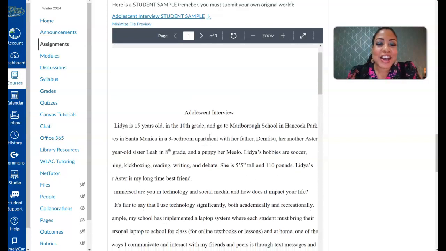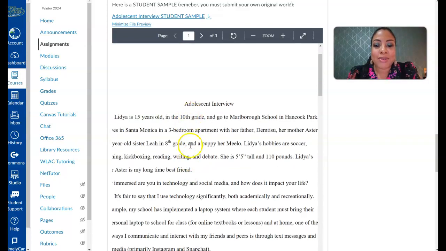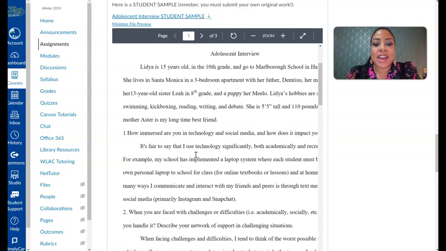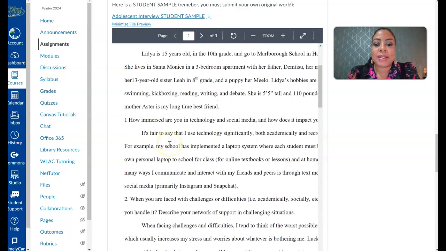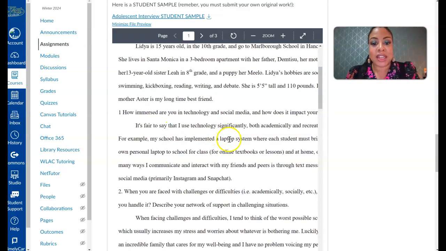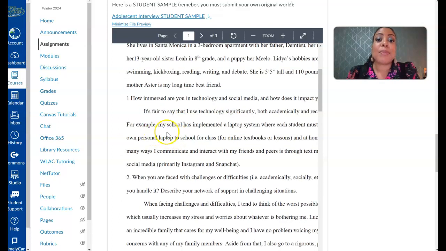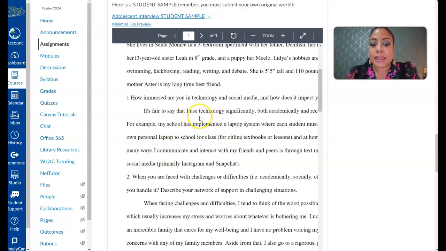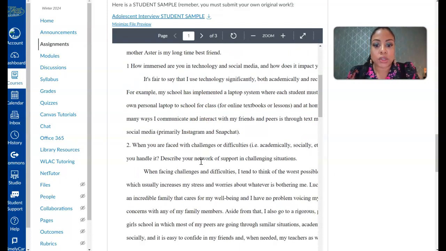All right, so you see they have the bio, the first paragraph. Then question number 1 about technology and the responses in the teenager's own words in first person. It's fair to say that I use technology significantly, etc. For example, my school has implemented a laptop system. So you're basically quoting their exact words.